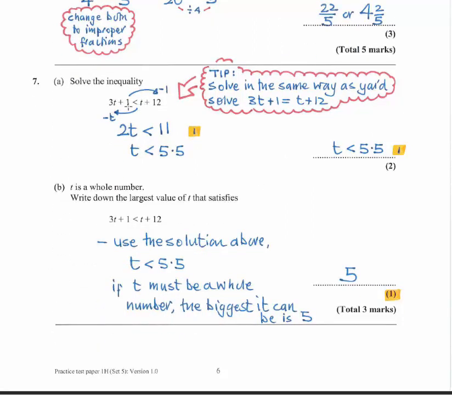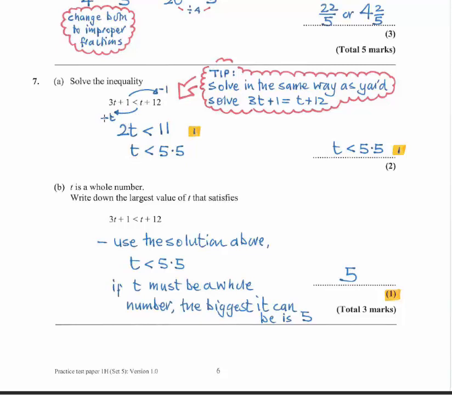Solve the inequality 3t + 1 < t + 12. The way to solve this is just to think of that as being equals. Okay, if that had an equal sign, you could solve that equation, and you would solve this inequality in exactly the same way. So however you would solve this, if it had an equal sign, you do the same thing.